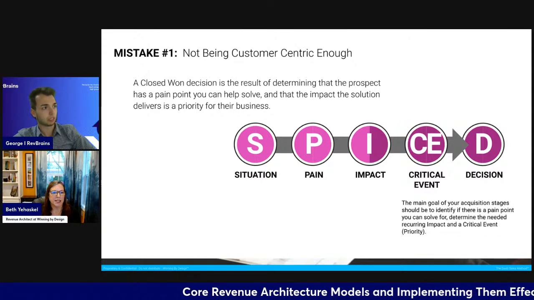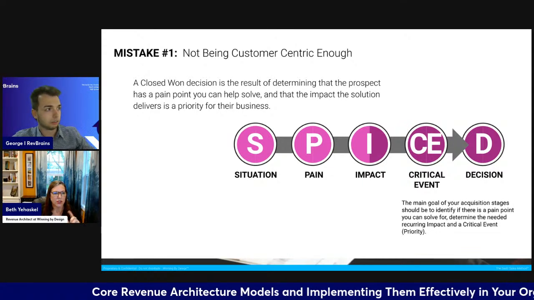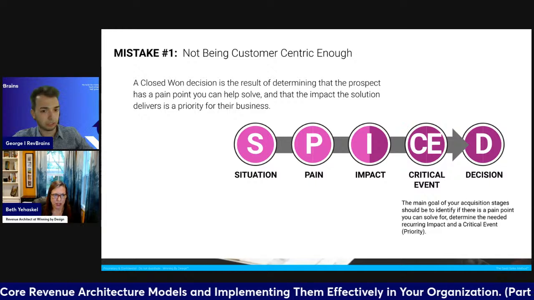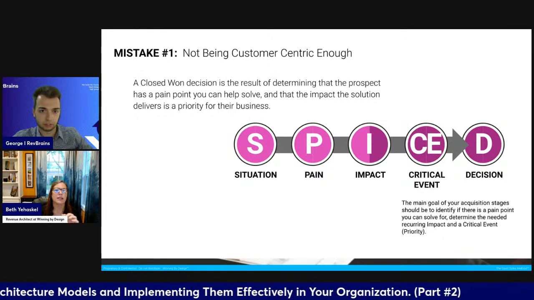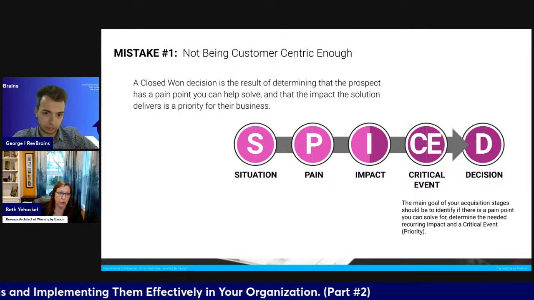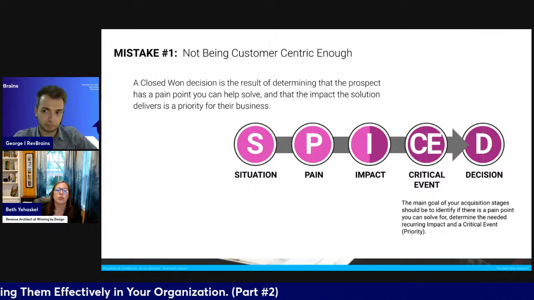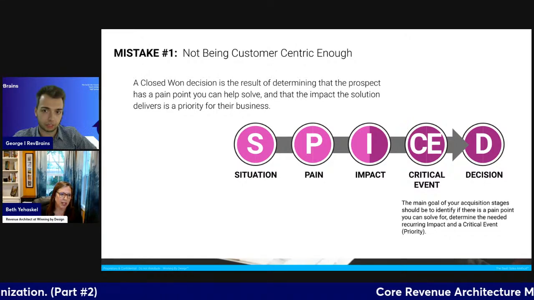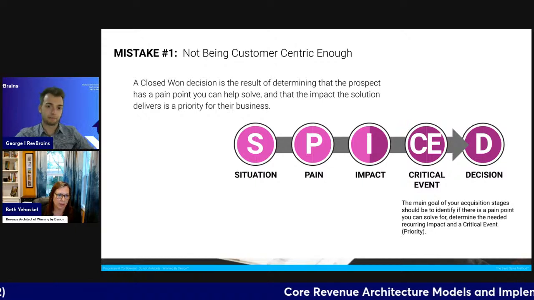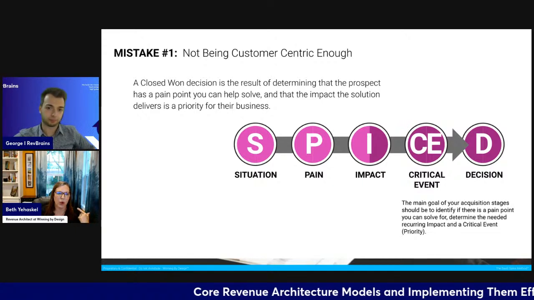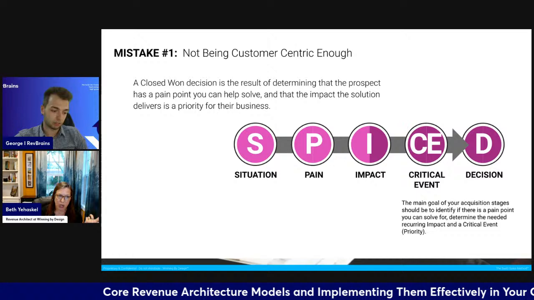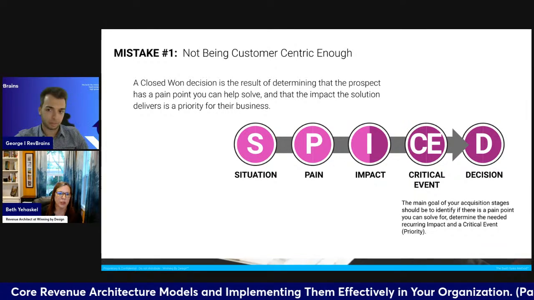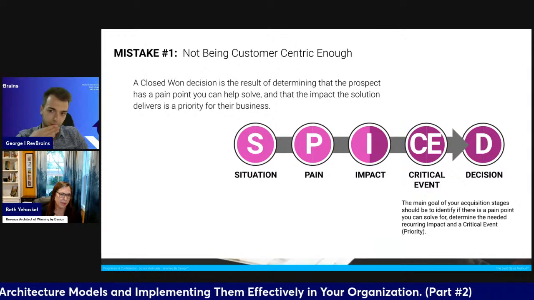The idea with SPICE is that if you have the right conversations around the customer's situation, the customer's pain, the customer's impact that they're looking to achieve in their business, critical events for them, then the decision to purchase your product will come. It's an outcome. You're not starting with the goal of selling. You're starting with the goal of understanding what's going on in their business and whether or not you can help them.